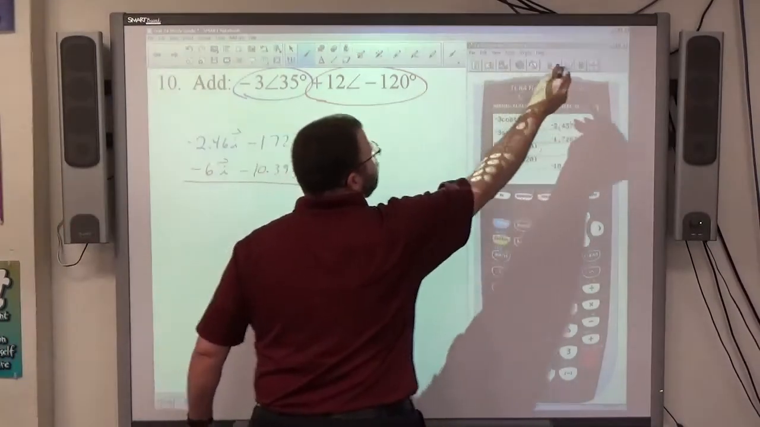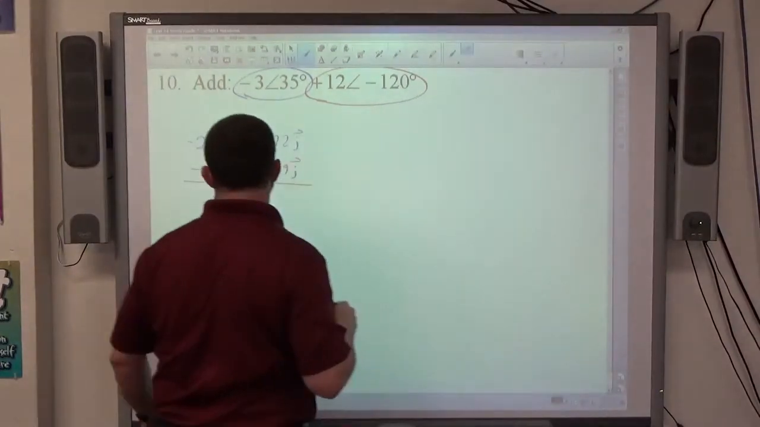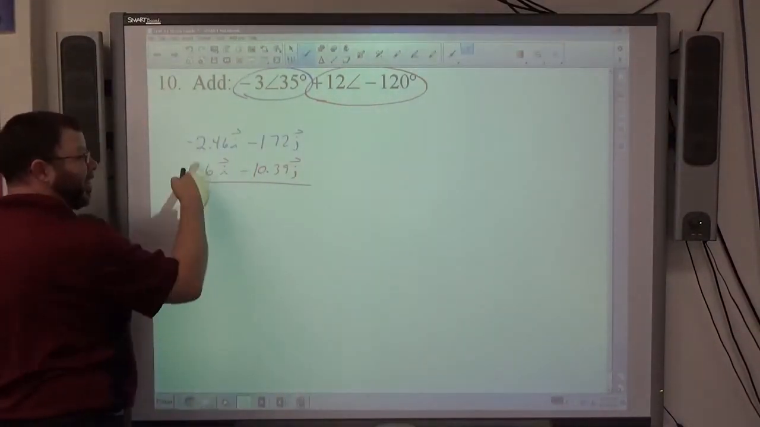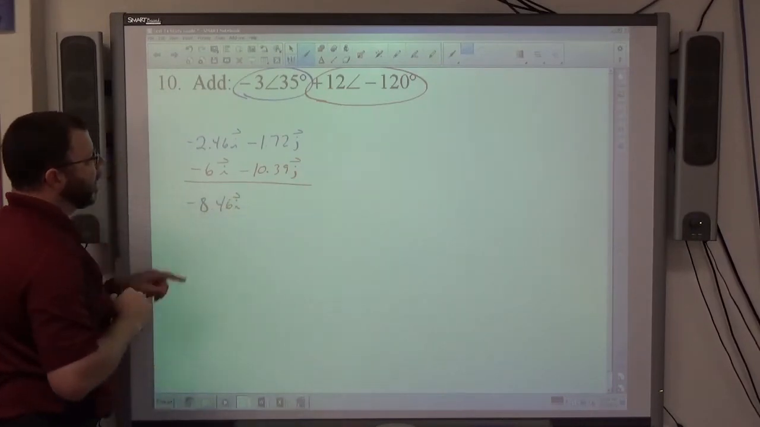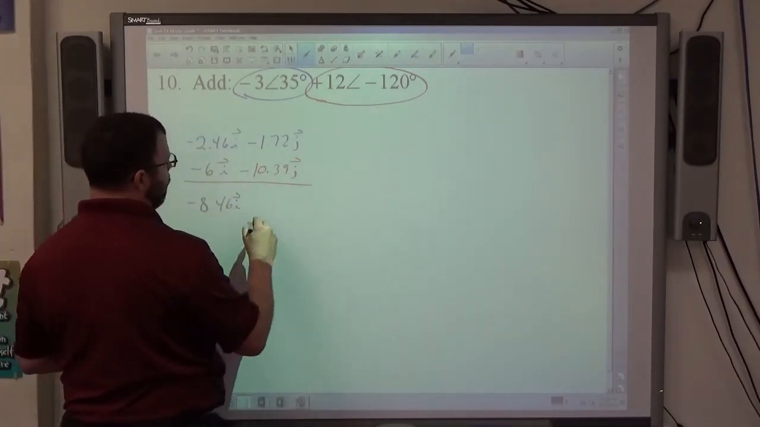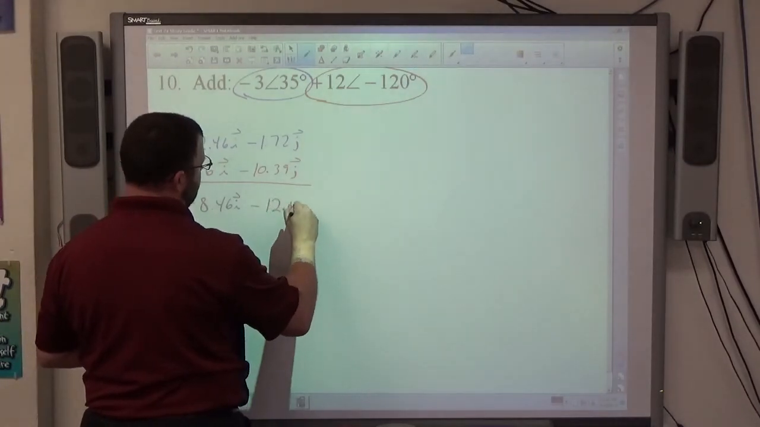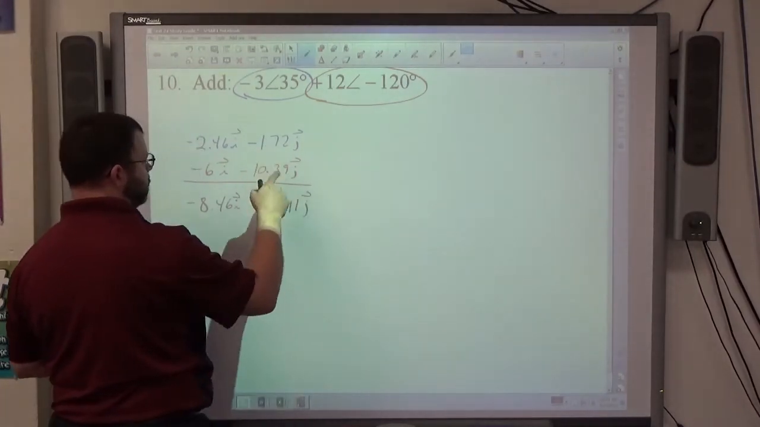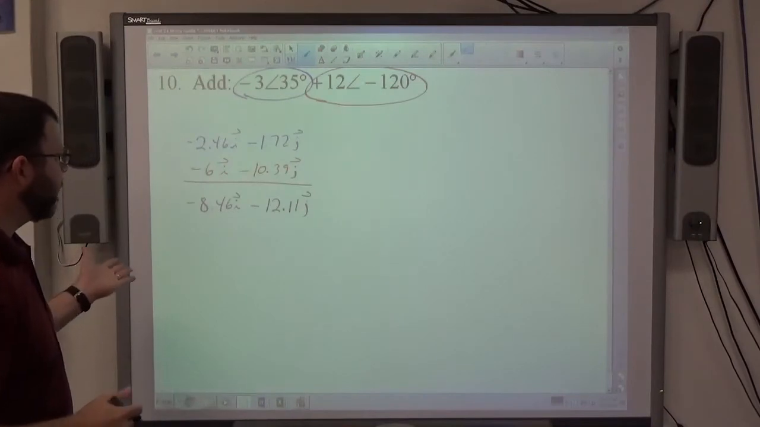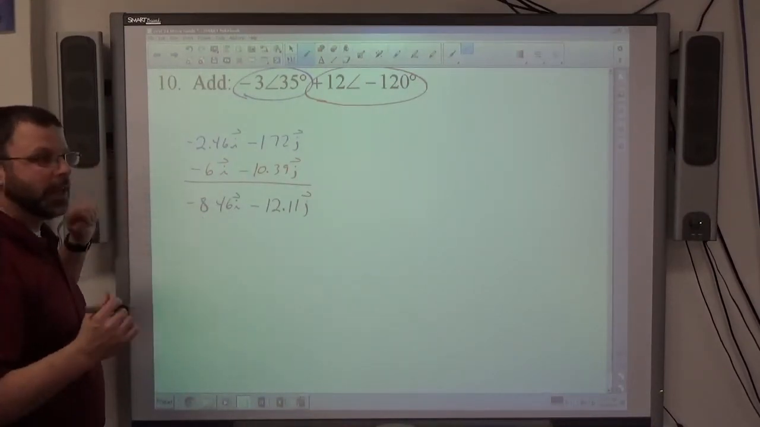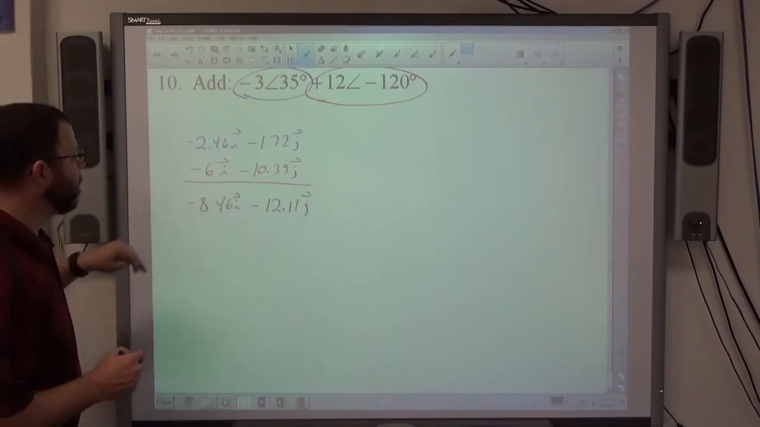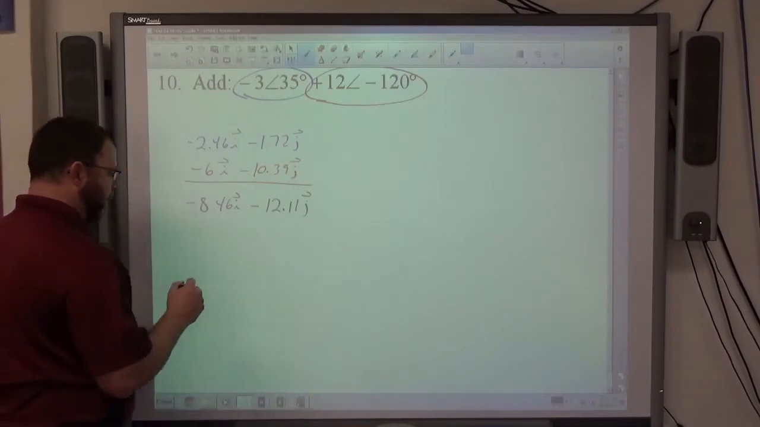So if I add the two vectors together then, negative 2.46 plus negative 6 makes negative 8.46i. Negative 1.72 minus 10.31 makes negative 12.11j. Right. So that's the answer in rectangular form. That answer gets you half credit. It's not that hard to do. Have that on your paper in case you mess up the rest of the process.